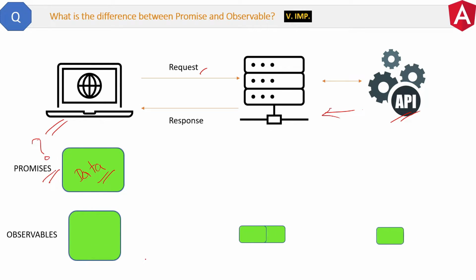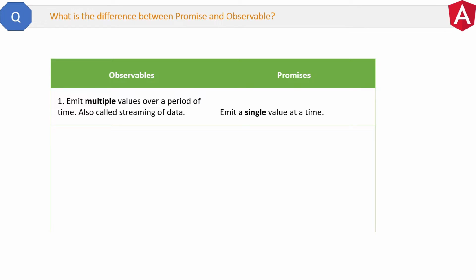Now let me give you all the differences in written form, because you have to tell all the differences in an interview. Here is the first difference, which we already discussed. Observable emits multiple values over a period of time. We also call this streaming of data. So data is streaming continuously, whereas a promise emits a single value at a time. It will first collect the data and only then pass it to the client.